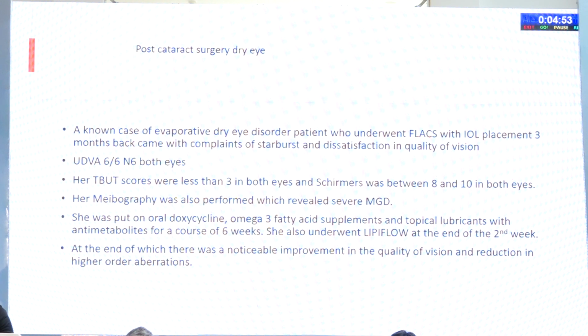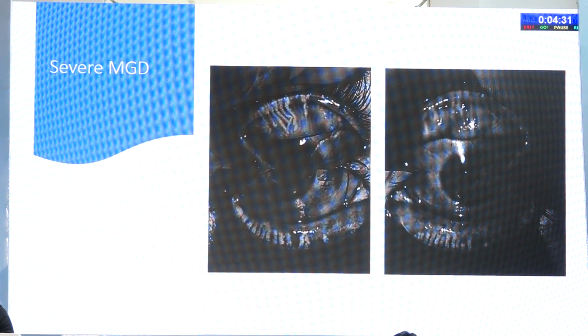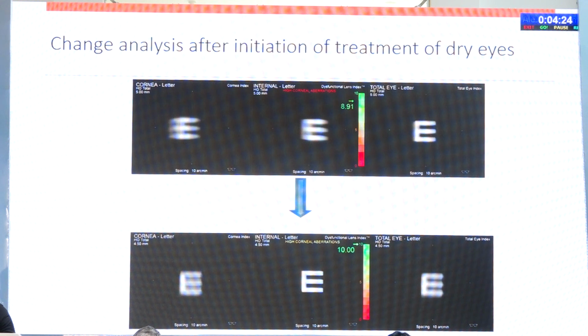So this is a patient who underwent LASIK with a premium IOL placement in both eyes. She was having unaided vision of 6/6 and 6/6, but her TBUT scores were very low. She was put on a protocol for dry eye disorders with oral doxycycline, omega-3 fatty acids, and lubricating drops, and observed after 6 weeks. She also underwent LipiFlow treatment. As you can see here in the analysis, her glands are very badly dropped out with a lot of MGD. And this is the change analysis after treatment of dry eye. As you see in the first slide, the corneal aberrations are high.